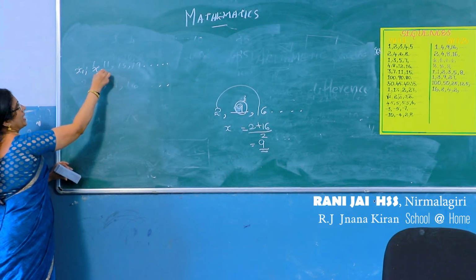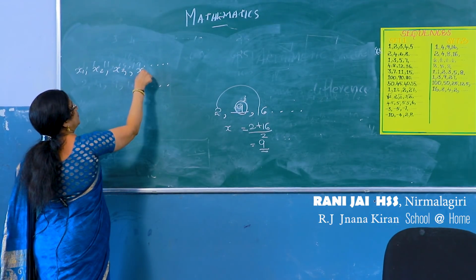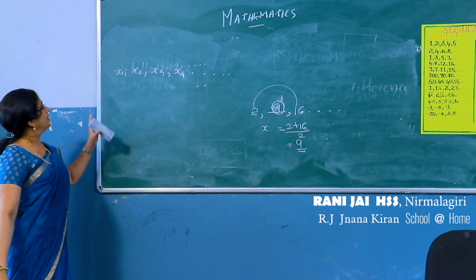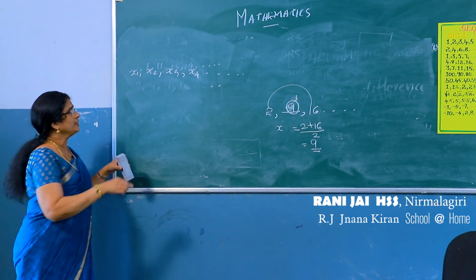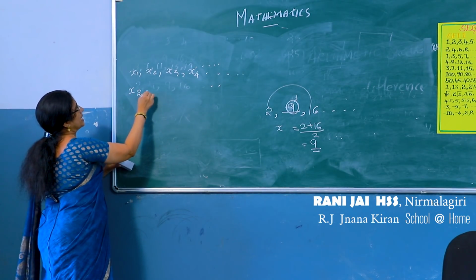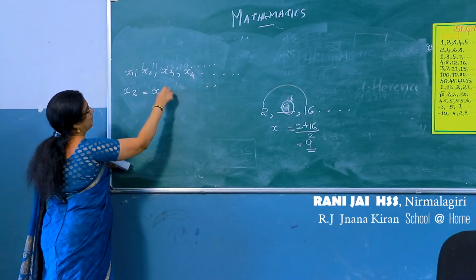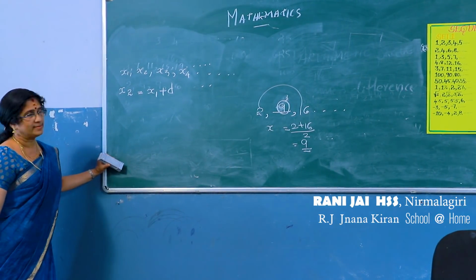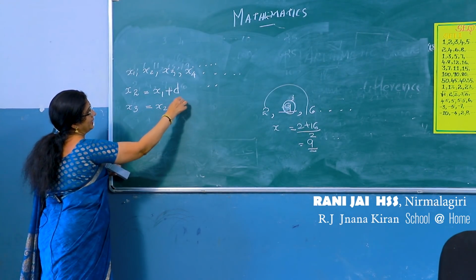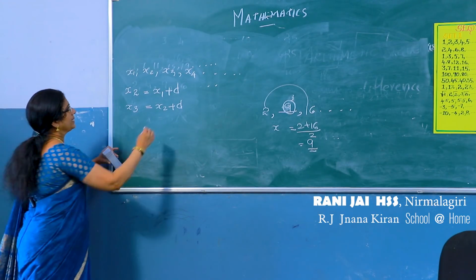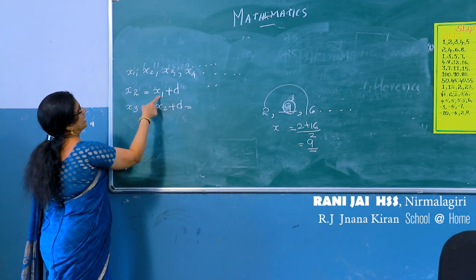Children, last day we discussed arithmetic sequences and the common difference. Okay, let us move on to the next. In an arithmetic sequence x1, x2, x3, x4, etc., how do we get the second term from the first term? By adding the common difference. So we can write x2 is equal to x1 plus d. Now x3 is equal to x2 plus d. Am I right? But what is x2? It is x1 plus d.